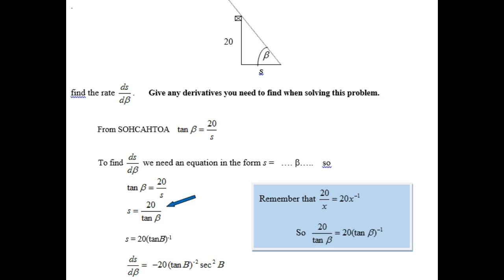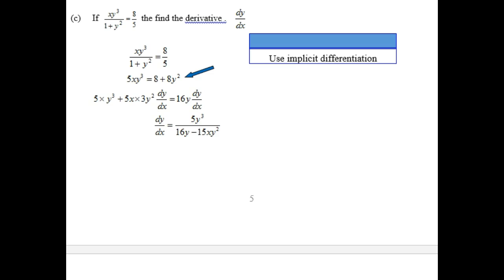And to differentiate that, I'm going to bring the tan beta up, and so it's come to a power of negative 1. Just like what I've done over in that little blue box there, 20 over x, 20x to the negative 1. We're now ready to do our differentiation. On our formula sheet, it tells us if we differentiate tangent, we get secant squared. And so 20 tan beta to the negative 1. The negative 1 comes out the front, makes it negative 20, tan beta to the negative 2. And now we differentiate tan beta, and it's secant squared.